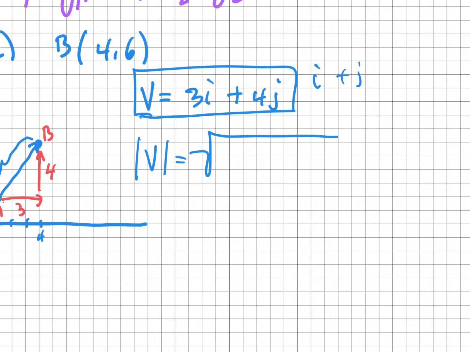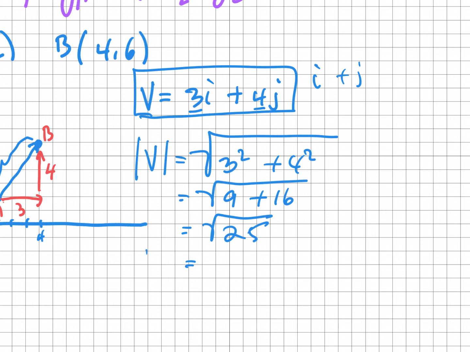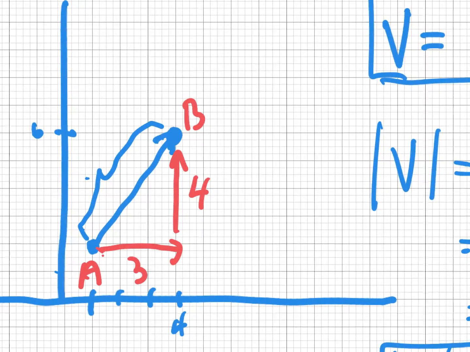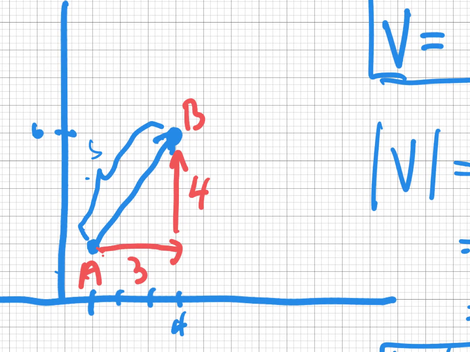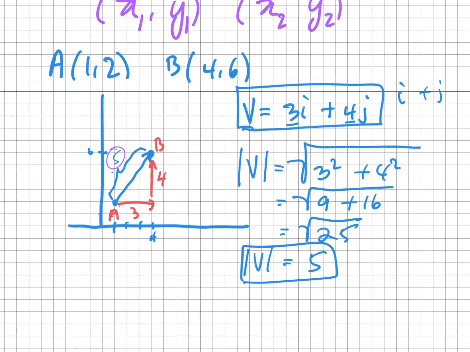We're going to use now this 3 and this 4. So it's going to give you 3 squared plus 4 squared, which is equal to 9 plus 16. And 9 plus 16 is 25. Therefore, the magnitude of that is going to give you 5. So the distance, if we're looking at this one, is 5. That's the distance in here.